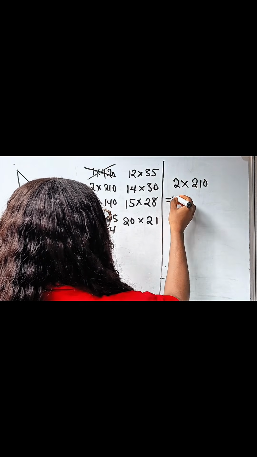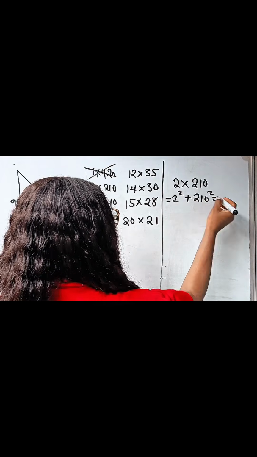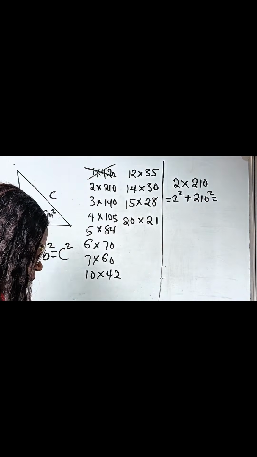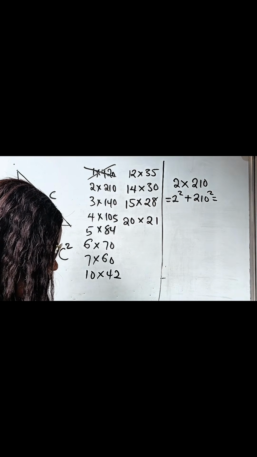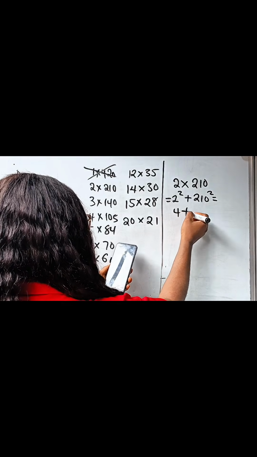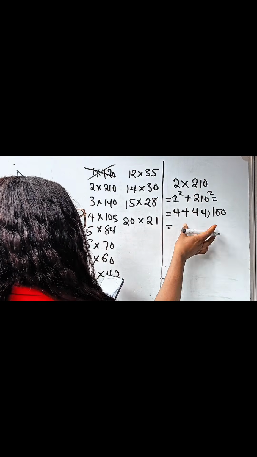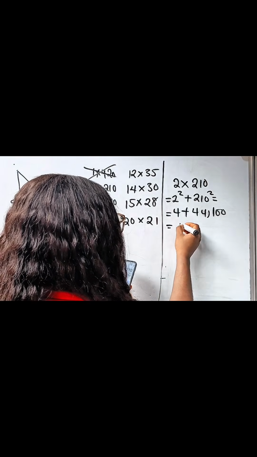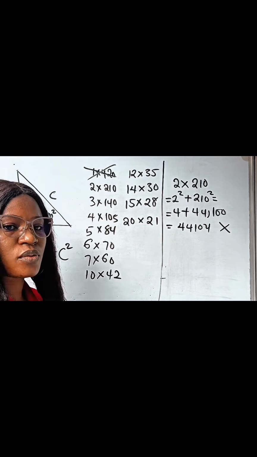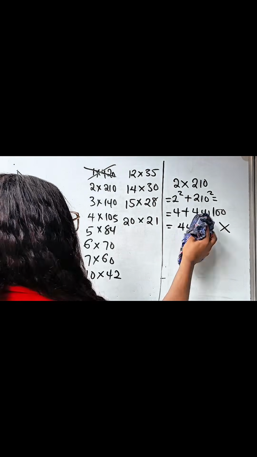Now 2 squared plus 210 squared. 2 squared is 4. 210 squared will give us 44,100. So this is 4 plus 44,100. If we add this, we are going to have 44,104. And this is also not a perfect square. Let's check another one.